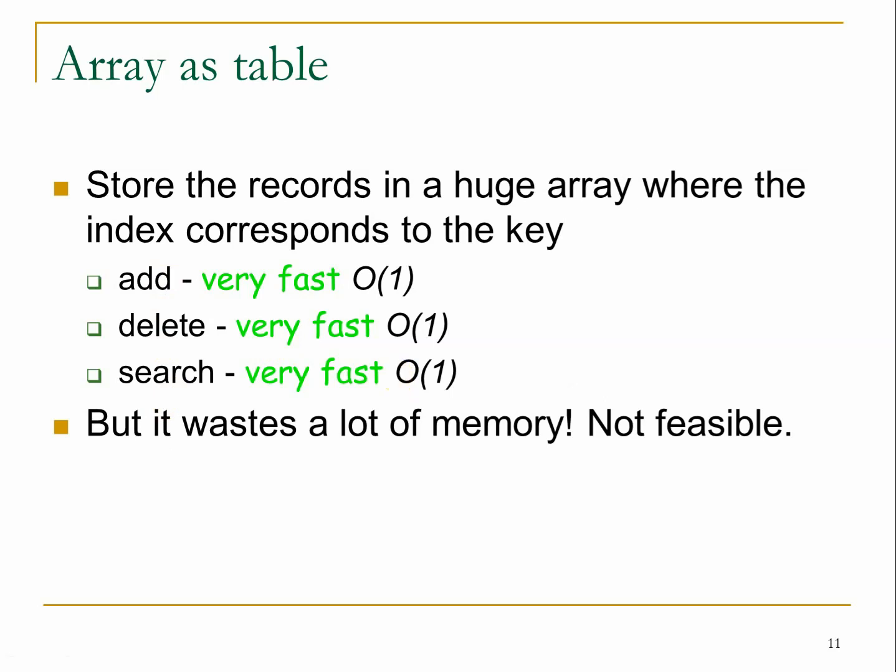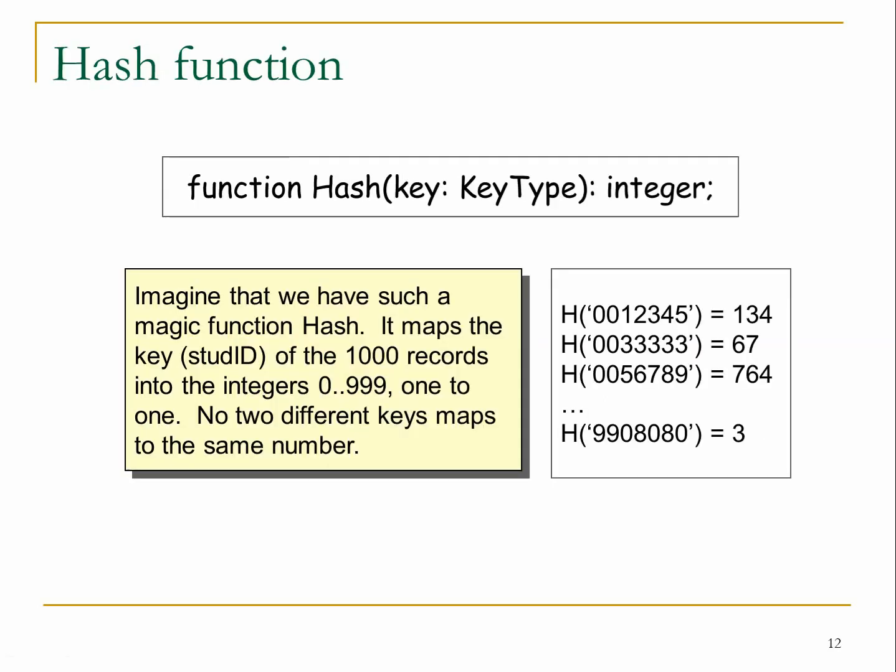But of course, it will take a lot of memory as well as space. It is not really feasible to do that. So if we want to find a compromise, instead of creating that huge amount of space, we need a way to map the student ID into a much smaller space. For example, if I have a hash function, we can map this ID 001234 into a value of 134, and another ID into 67.